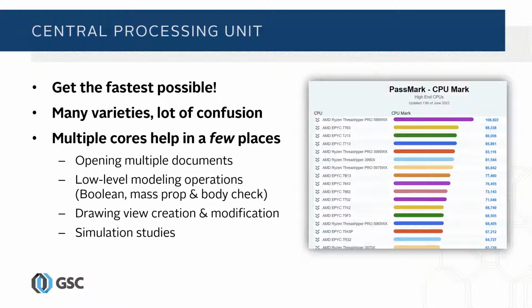You're opening up multiple documents, i.e. I'm opening up an assembly, and then therefore I'm opening up part files. That's multi-threaded. If I'm doing mass properties, body checks, combined / Boolean operations, those are multi-threaded. When I create drawing views, as I drop those views on a drawing sheet and SolidWorks does the hidden line calculations, those operations are multi-threaded. And simulation of various types, whether it's static linear, nonlinear, flow, those kind of things, those are multi-threaded to a point. So there are a few areas that multi-threading helps and multiple cores help.